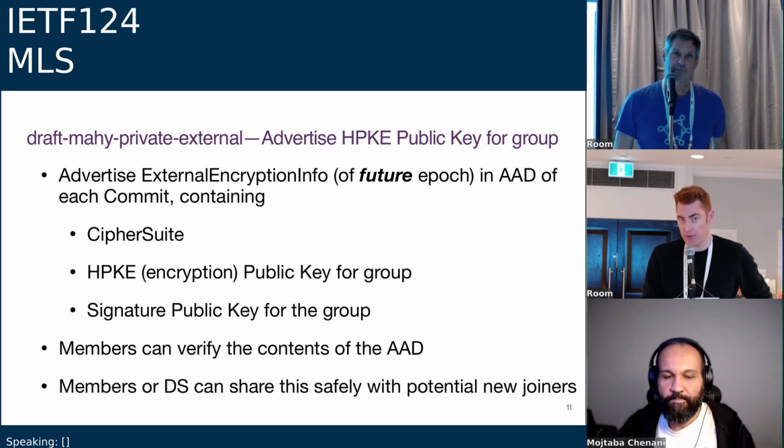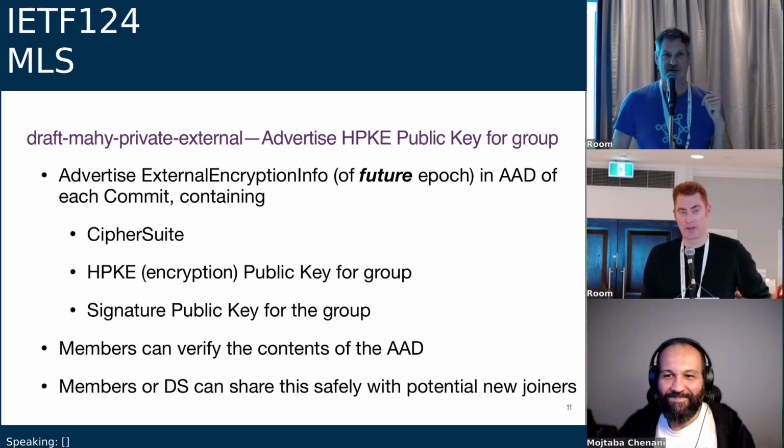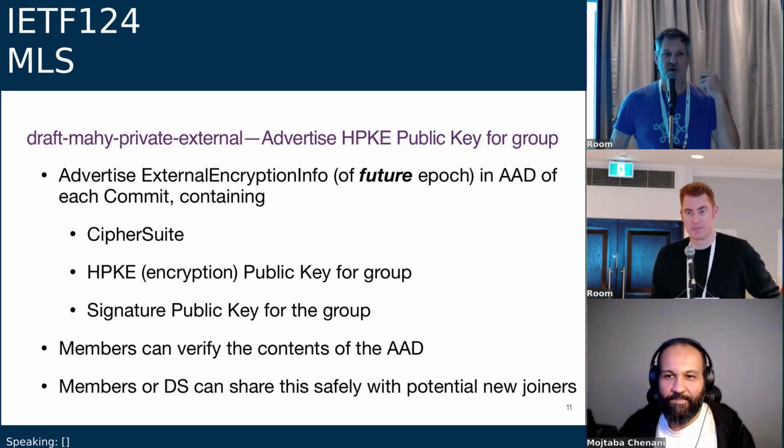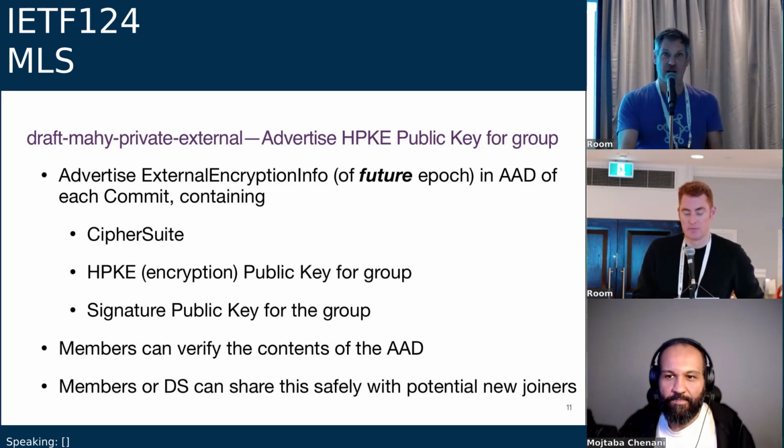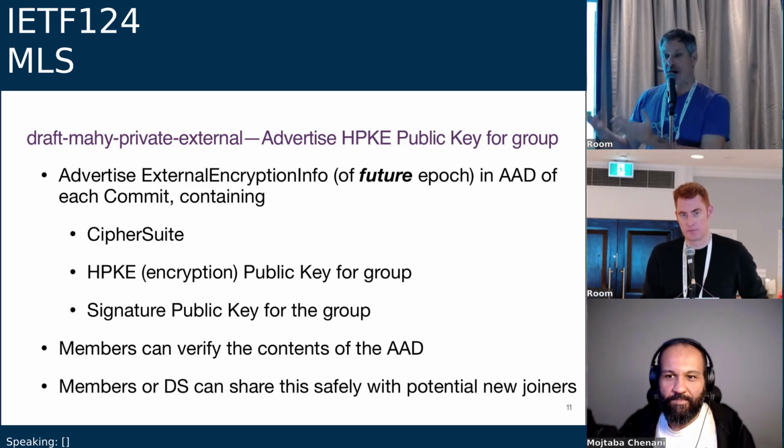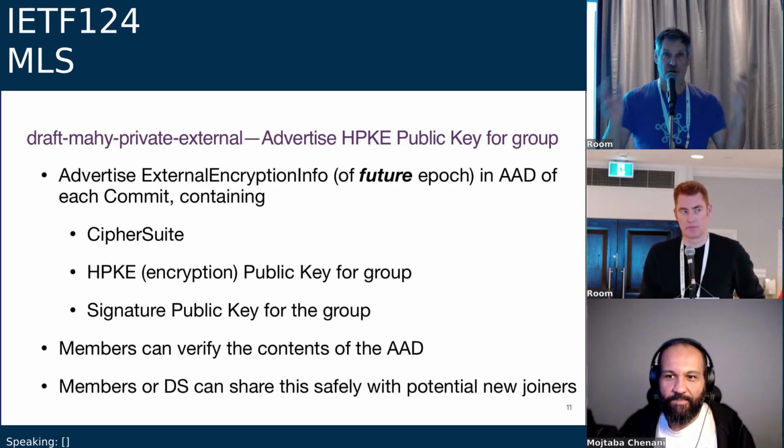And so how do we know that it belongs to the group? So take a look at the draft. Okay, but fair enough. It's like we're relying on the fact that an honest committer will do this. We'll put this in the AAD, this external encryption info. But when it arrives at the other members, they are going to notice if this doesn't match their idea of what these keys should be.